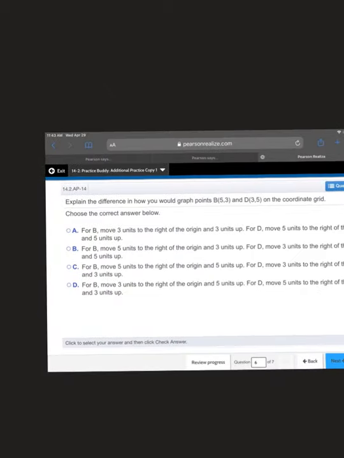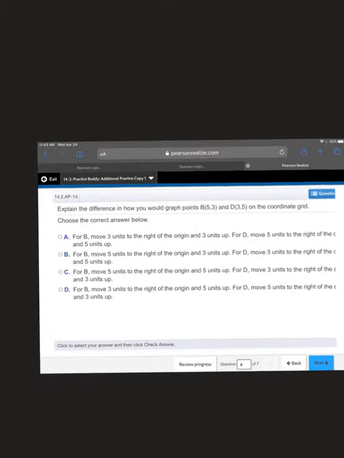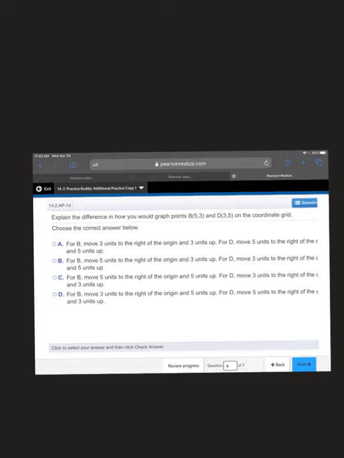In that case, these are going to be one of those where they're a little bit harder. There's a lot of reading involved. Explain the difference of how you would graph B and D on a coordinate grid. Just remember, think of to the right and then up. So for example, B, you'd move to the right 5 units and you'd move up 3 units. That should help you at least get started.